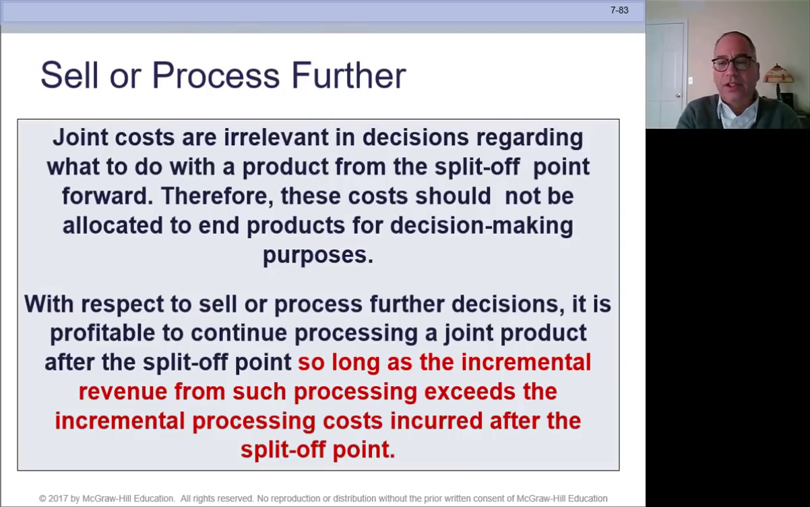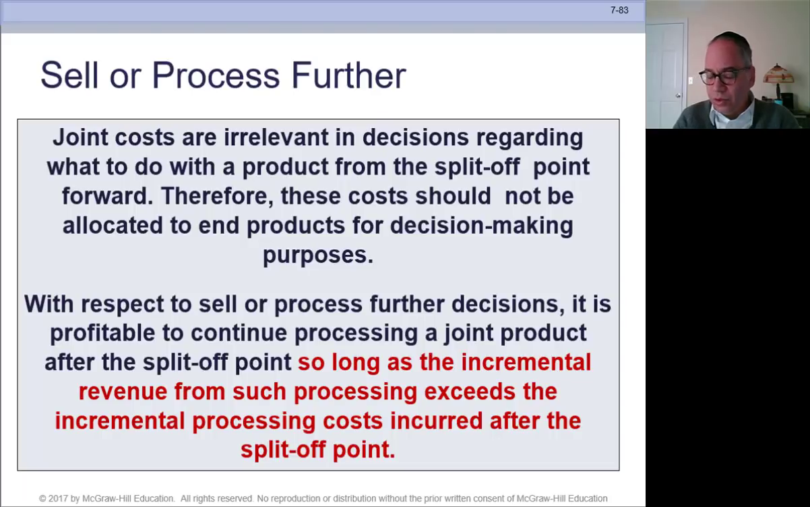And when you're making decisions about what to do from the split off point, you usually ignore the joint costs themselves. In other words, you might allocate joint costs for accounting purposes to prepare financial statements, but you're not going to allocate joint costs when you're making decisions to process further. Now, let me explain what I mean by decisions to process further, and then I'm going to give you a big example, as I always do.